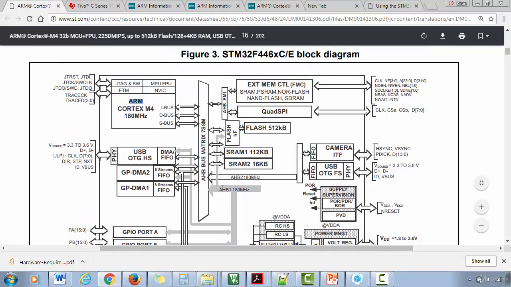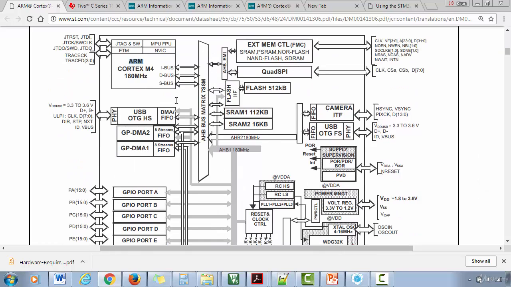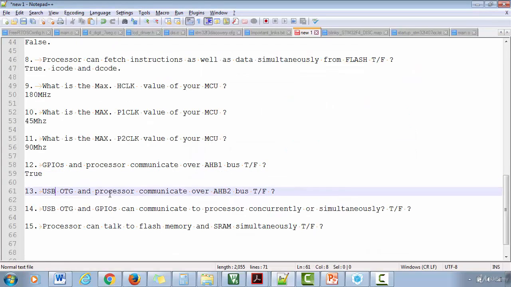Please remember that finally everybody should connect to the system bus through the bus matrix. The bus matrix is a traffic controller kind of guy who decides which bus to connect at a given point in time. That means the bus matrix will serialize the access. So the answer for this question is that GPIO connects to the ARM processor over the AHB1 bus via the system bus.